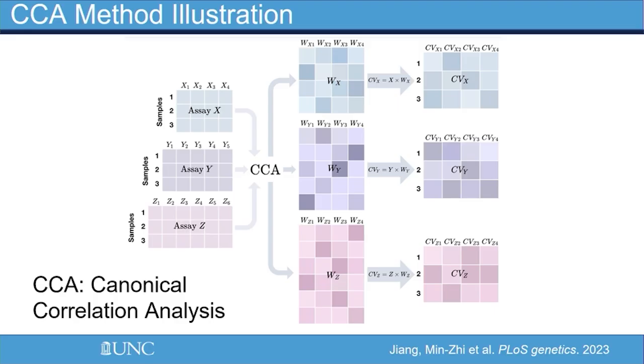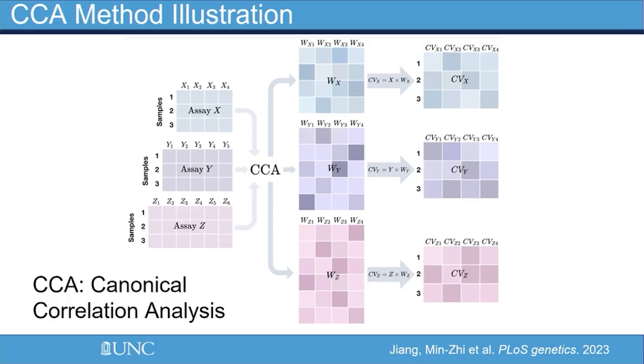Here I have a cartoon illustration of 3 different omics data: RNA-seq, proteomics, and metabolomics. What CCA does is basically construct those CVs, or canonical variables, which are just linear combinations of the features within each of the omics data, with the goal to optimize the sum of correlations among the canonical variables. So it's extracting features that underlie multiple of those omics data, with the hope to reveal true biology.